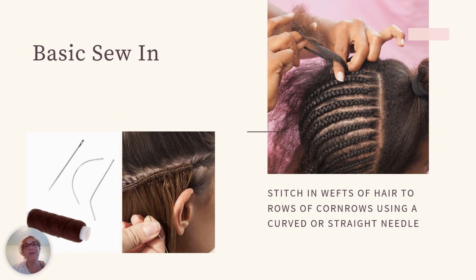Okay, then you have your basic sew-in. Sew-in extensions, typically what we're doing is putting cornrows in the hair and taking a needle. You can see some of the needle shapes there, and you're going to sew the weft of hair into the braid. Now, on some hair, this can last a whole month. In some, it's probably not going to last that long, because the more you wash your hair, the more this is going to slide out.